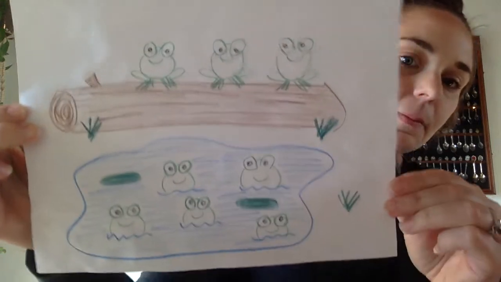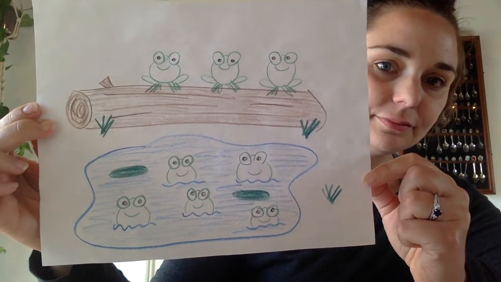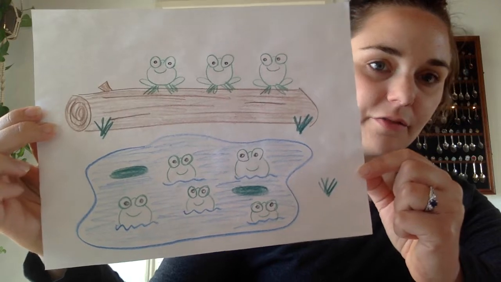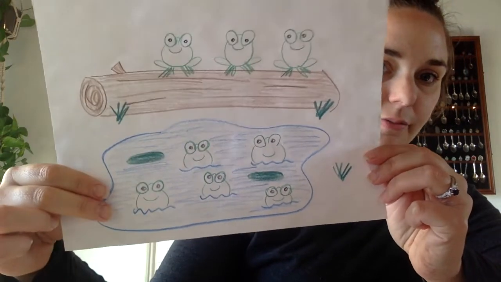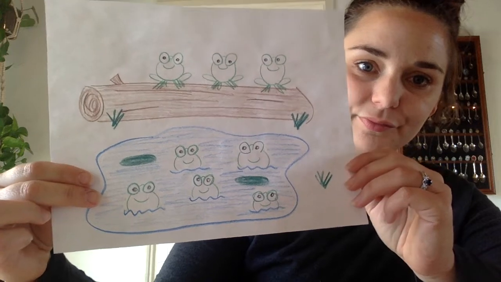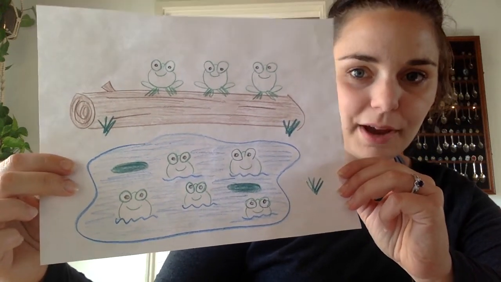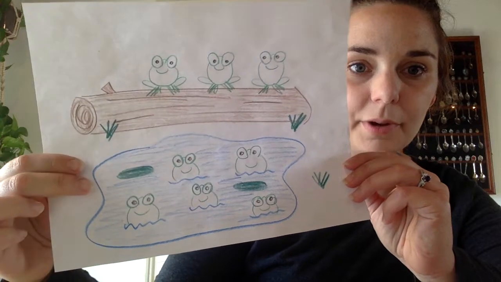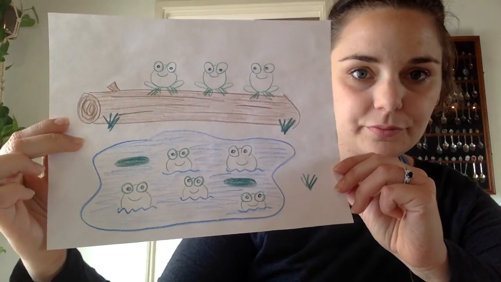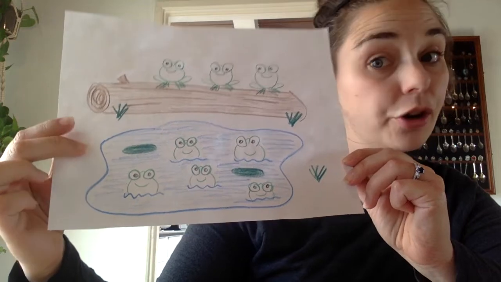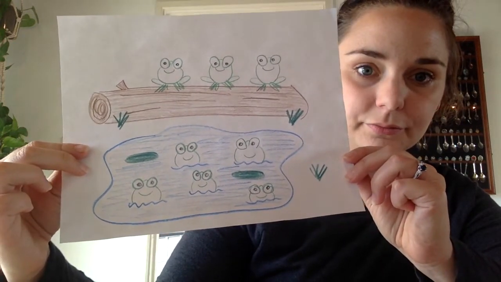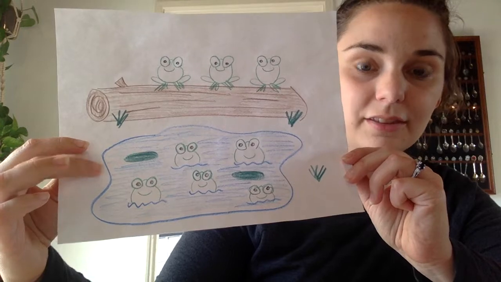Alrighty, our next one. I'm going to show you the picture, and I just want you to do some noticing. What do you notice? There are some frogs on the log, and there's some frogs in the pond. Right now, I want you to think about which one, the log or the pond, has more frogs. Are there more frogs on the log, or are there more frogs in the pond? That's right, there are more frogs in the pond.